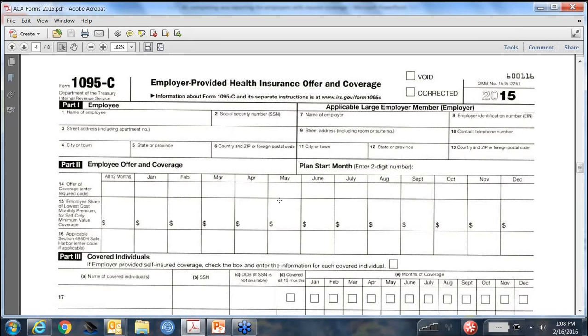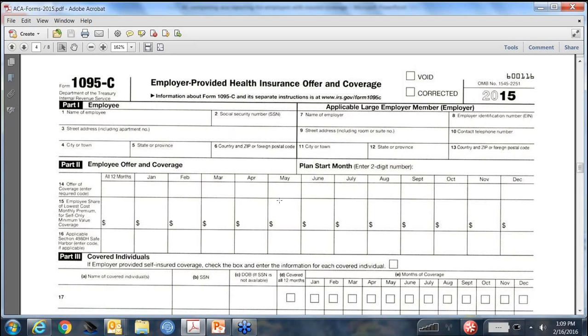So if you have a company with 3 different divisions, and the 3 different divisions have employees, and they each have their own separate EIN number, you would issue a 1095-C for that applicable large employer who they work for, who has a separate EIN. Please remember that. So again, that applicable large employer, their name, their EIN number, street address will go there.